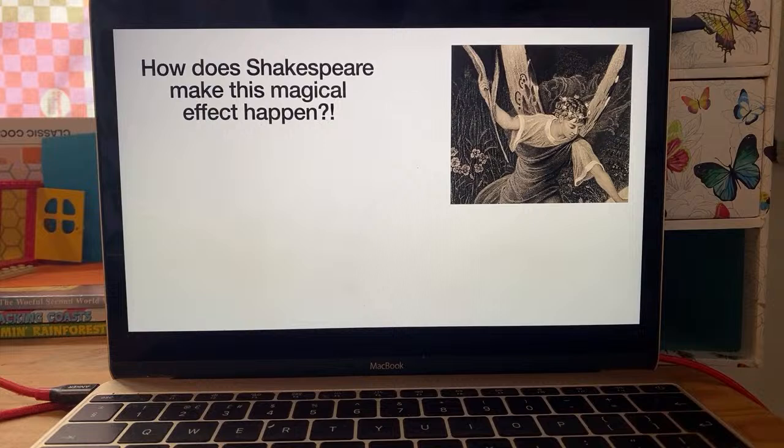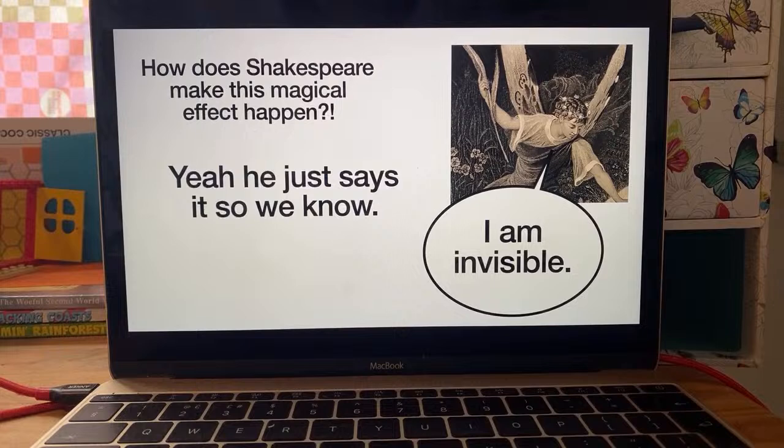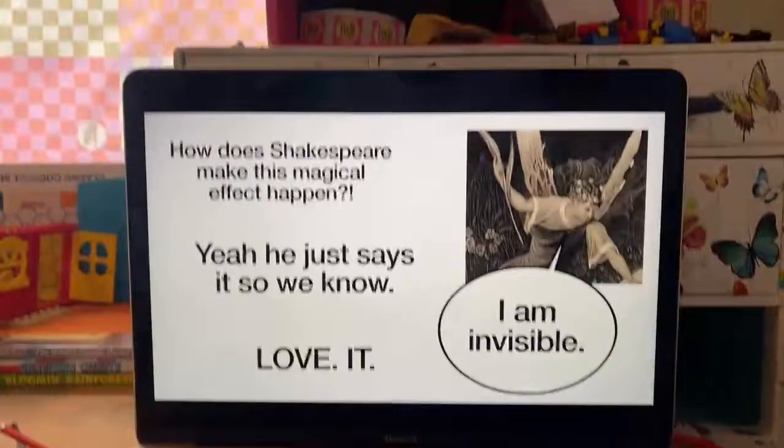And how does Shakespeare make this magical effect happen? I was hoping that you'd come up with loads of complicated things like, oh, maybe he puts a blanket over himself, or he could hide behind a tree that was on stage. No, he just says it. He just says, "I am invisible." So then the audience knows that he is invisible, and that's it. Love it. Oh, Shakespeare. Who needs stuff when you've got words, eh?